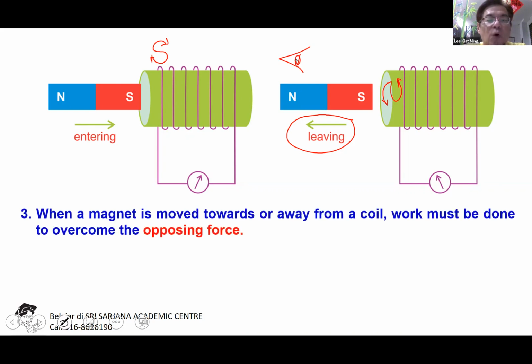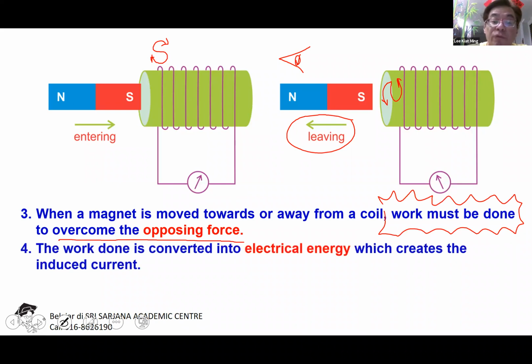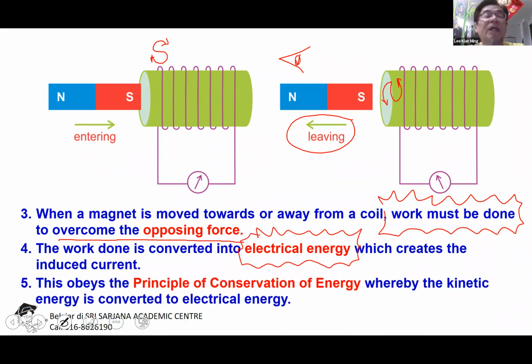When you move in and pull out, you actually overcome the opposing force. When the magnet wants to go in, it's not allowed to go in, so you have to push hard. When the magnet wants to come out, it's not allowed to come out, then you have to pull hard. Agree? That's why work must be done. But this work is not wasted. The work is actually converted to electrical energy, to obey the principle of conservation of energy. Supaya dia mematuhi prinsip keabadian tenaga.